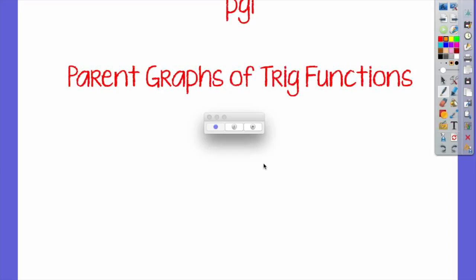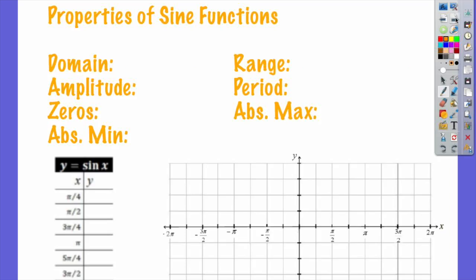So on page 1 of your books, it is going to be labeled Parent Graphs of Trig Functions. Again, it's going to serve as a reference for all of the trig functions that we're going to deal with in this particular unit, unit 6 of trigonometry part 2. So we're going to start off with the basic sine function. Go ahead and open up where it says y equals sine x. We're going to basically fill this in.